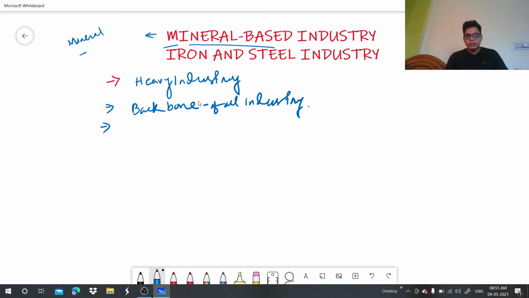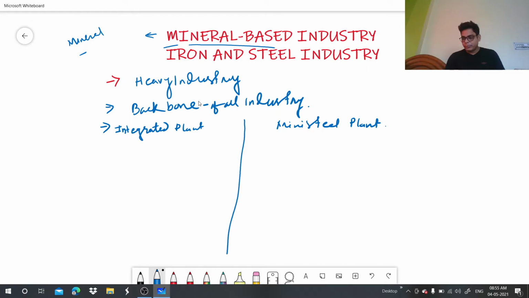Another way to discuss it is the difference between an integrated plant and a mini steel plant. First we have to know what an integrated plant is, and what we can call an integrated plant.